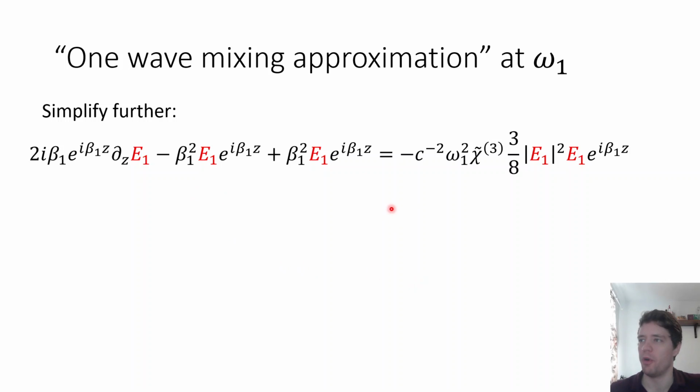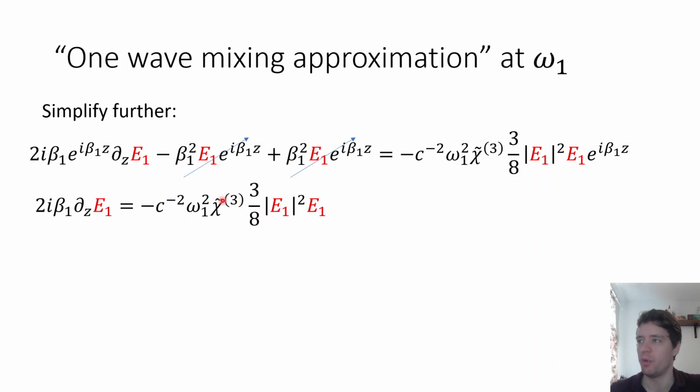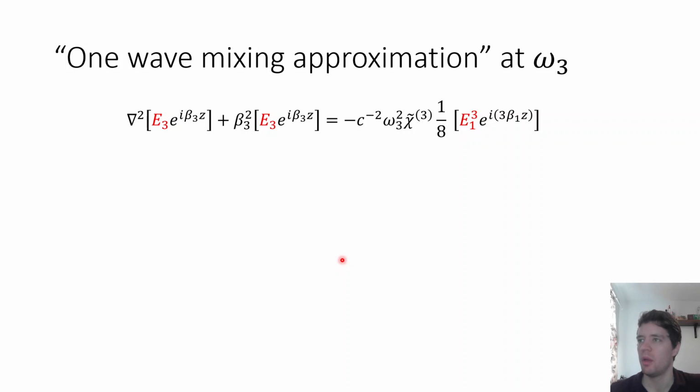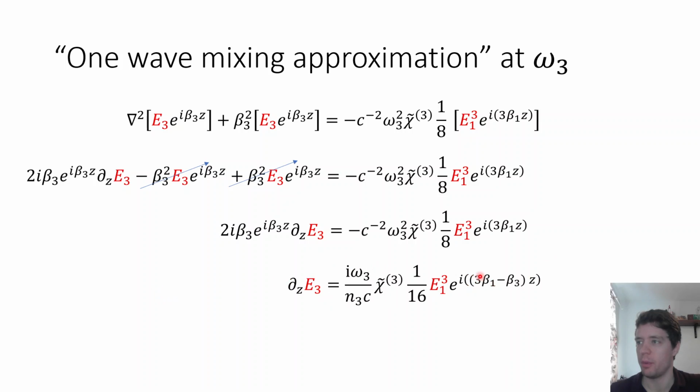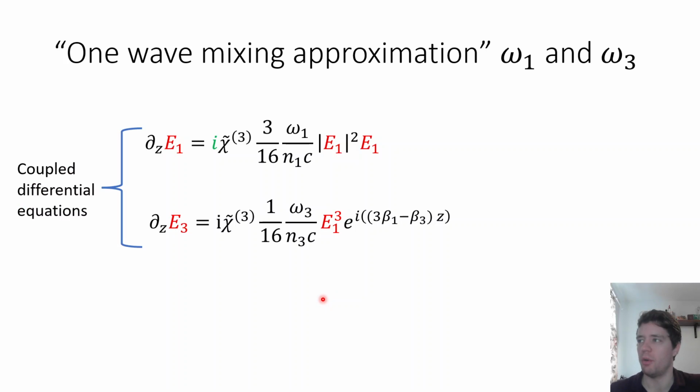If we then simplify a bit further by multiplying out that parenthesis we saw earlier, we can see that these two terms will actually cancel each other out, giving us this expression here for the gradient of E1, which then reduces to this expression here. If we then go through the same steps for omega 3, then we get the same cancellation as before, and the following expression here for the derivative of E3. So now we have a set of coupled differential equations which explain how the E1 and E3 field components will evolve as we propagate throughout the medium.